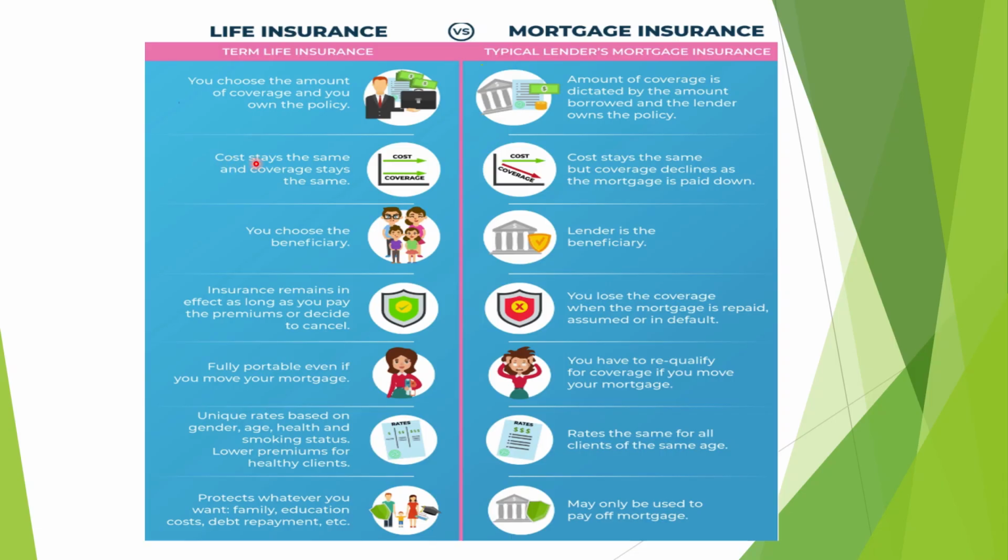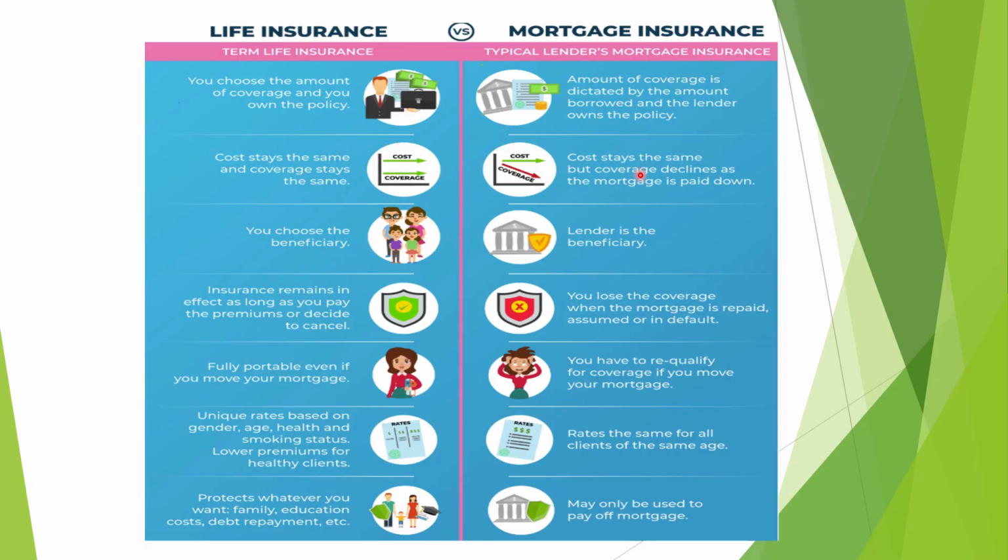Next one is cost stays the same and the coverage stays the same. As you can see in the graph, your coverage is the same, your cost is the same. Let's say you choose your coverage based on the DIME method, like $1 million, so your coverage remains $1 million in this term life insurance, let's say for 30 years. It remains the same $1 million for 30 years, and your cost is the same from the beginning, let's say $200. So you're paying $200 for the rest of your 30 years for the $1 million.